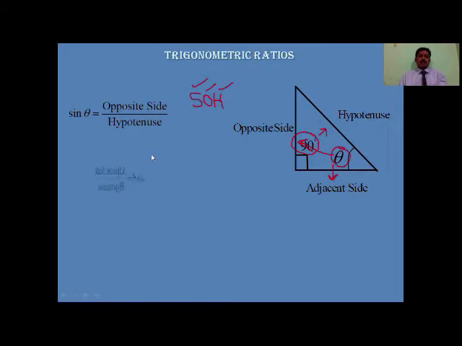Now we are going to define cos theta. Cos theta equals adjacent side by hypotenuse. To remember this, we are going to define it like this: CAH. We can remember like this: C means cos, A means adjacent, H means hypotenuse.